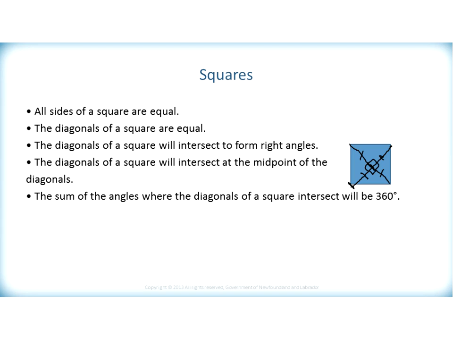Finally, the sum of the angles where the diagonals of a square intersect will be 360 degrees. If I add up these 4 angles, they all add up to 360 degrees. We can see that clearly for the square because we have 4 angles that are 90 degrees each. 90 plus 90 is 180. 180 plus 90 is 270. And 270 plus 90 is 360. So it is true that the sum of the angles where the diagonals intersect will be 360 degrees.